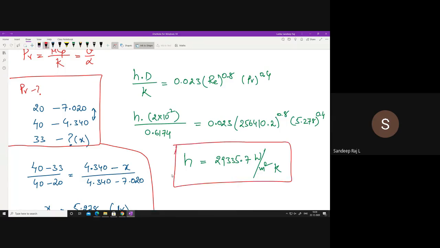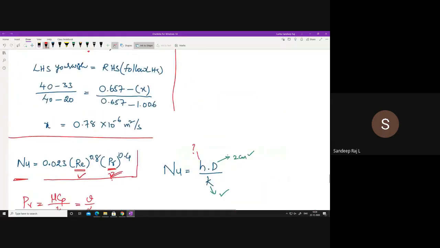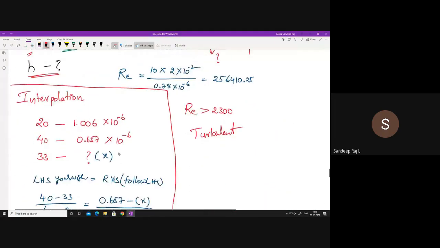Okay, so is it clear? See, this is how we will solve a problem. Finding out h is key. Once you find out h, you're done. It's quite simple. Any doubts you have, please ask at this level.